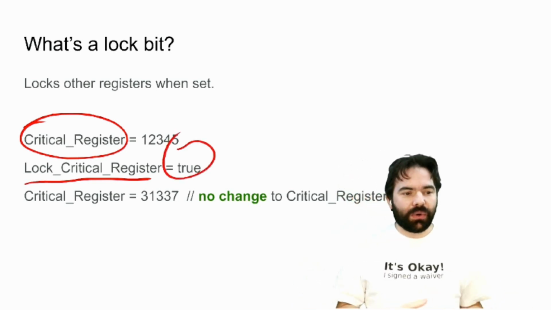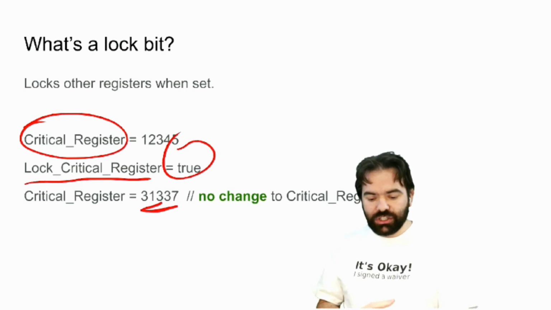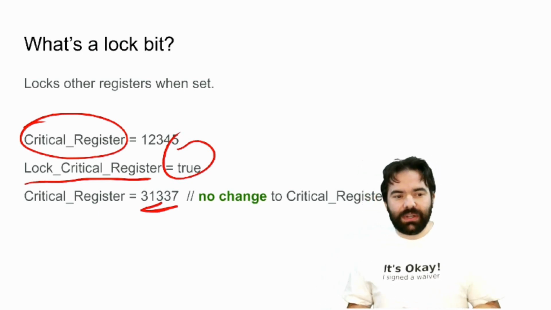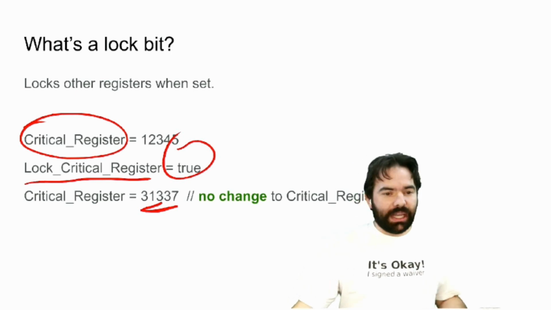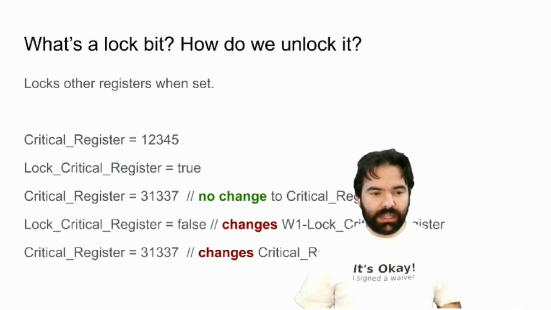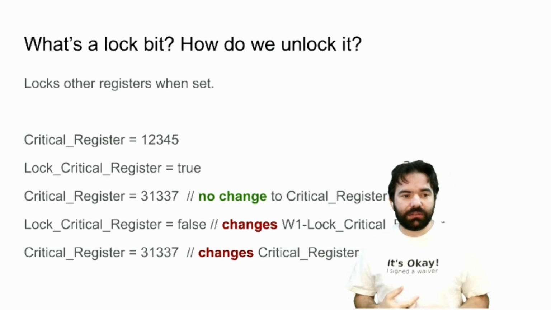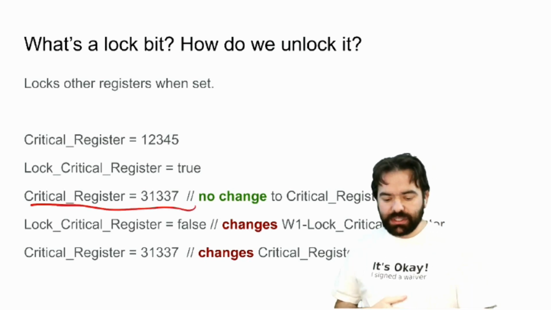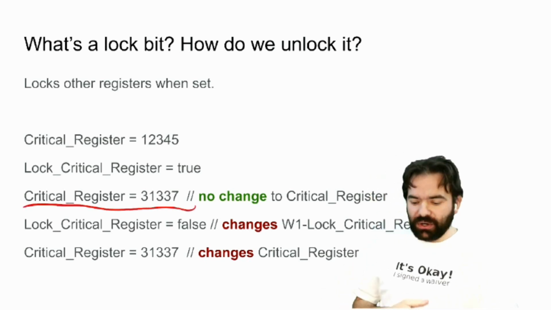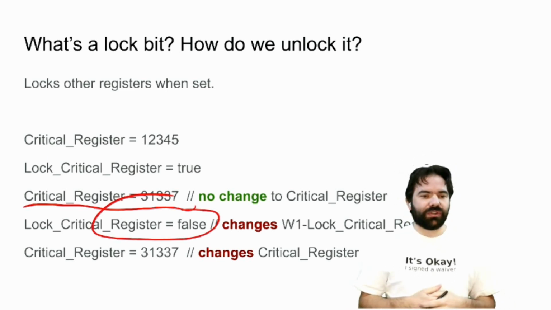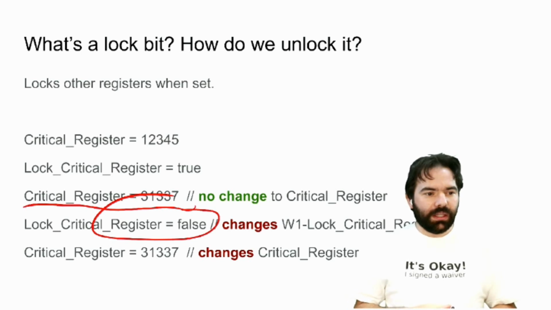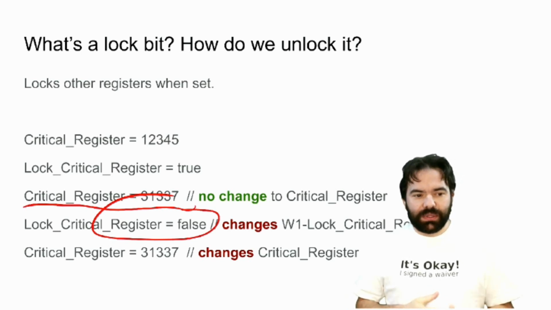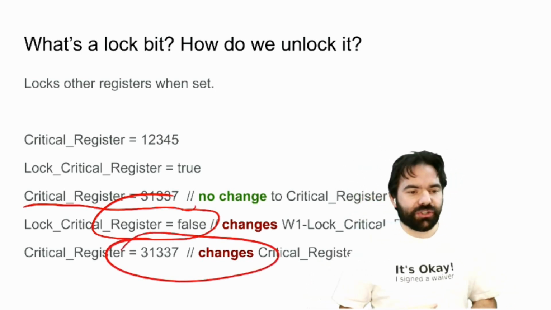Now, once we've set lock critical register, we try to change the value, and it doesn't work, because that register is suddenly locked. Seems like that should be sufficient, right? But hackers are creative, so we'll try this. That first attempt doesn't work, but what happens when we just change that lock critical register to false? Then we can suddenly modify the register below again.